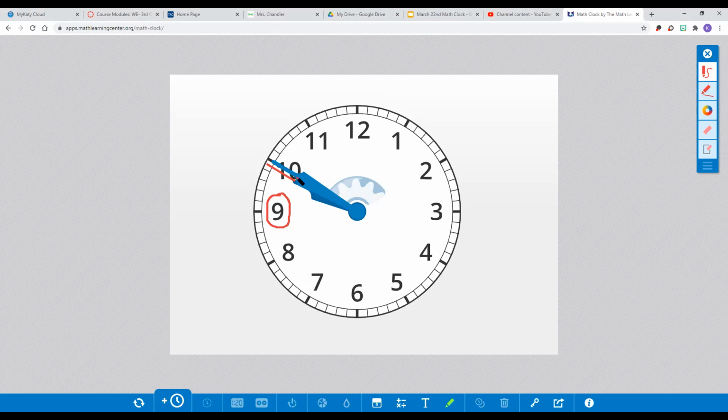That is correct. So that means 1 hour back. So that means 9. Good, Dimitri. So it's not all the way at the 10, so it has to be 9.